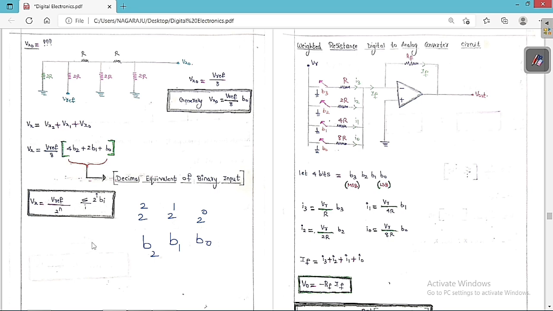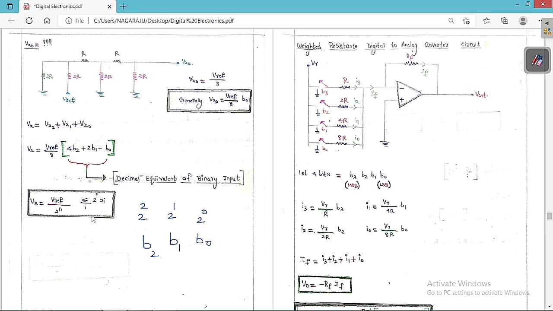Suppose you want to find Vx for 101. Here B2 is equal to 1, B1 is equal to 0 and B0 is equal to 1. Just substitute, very simple: V reference by 2 to the power of n, where n is the number of bits, 3, so 2 cubed, into the decimal equivalent of this number. 101 means 4 into 1 plus 1, which is nothing but 5. So if you solve this, V reference by 8 into 5, we get Vx.